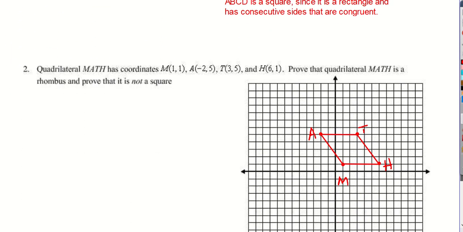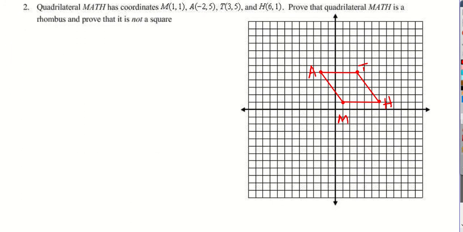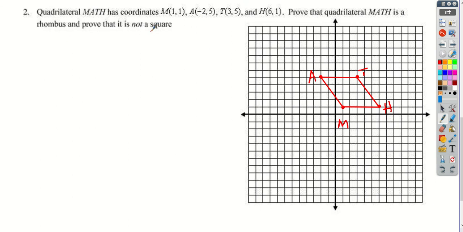Going down to number 2. So our job here is to show that this is a rhombus, not a square. So we're going to do the distances first. Now the good news is 2 of the distances are horizontal lines. We don't have to do any work for them. We can just count. The other 2, we do need to do some work for them. So we're going to do the same thing. We'll do distance formula for AM, slope for TH, do Pythagorean theorem, and we'll go from there.